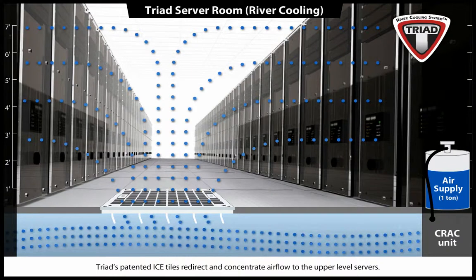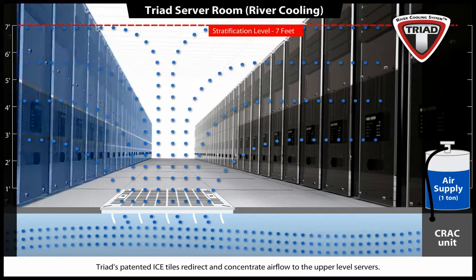Put simply, Triad floor tiles concentrate and accelerate your existing airflow capacity to all rack levels. We call this river cooling because we're actively moving cool air to where it's needed versus allowing leaking air to pool in the middle of the cold aisle. The net effect is striking.